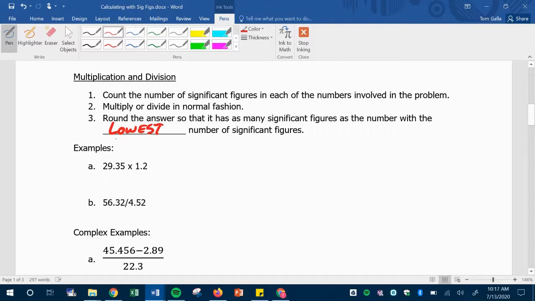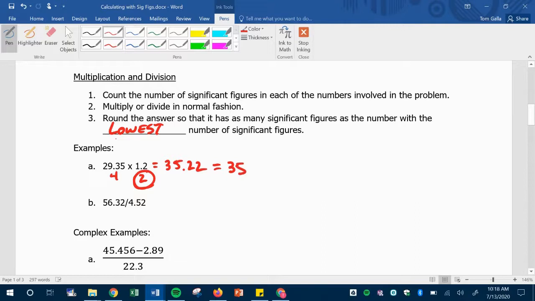And so as we're looking at that, let's go through it. And so we have 29.35 times 1.2. And so when we plug this into our calculator, we end up getting the answer 35.22. And now let's look at our sig figs. So in our first number, the 29.35, there are 4 sig figs. And then in 1.2, there are 2 sig figs. So we're going to round to 2 sig figs because that's the number that has the fewest number of sig figs. So that means 35.22 just becomes 35.